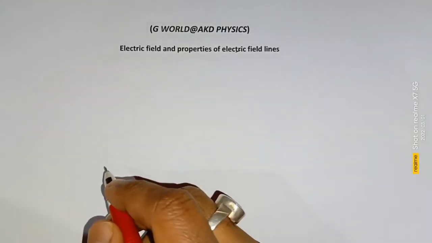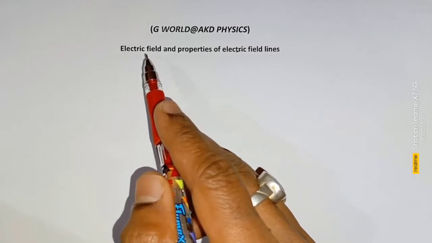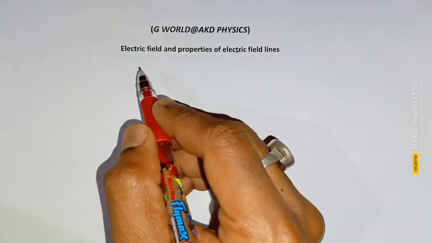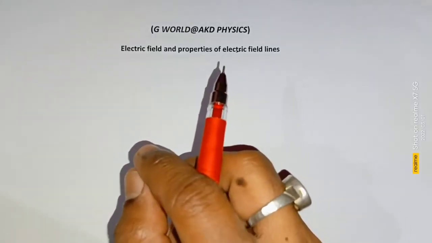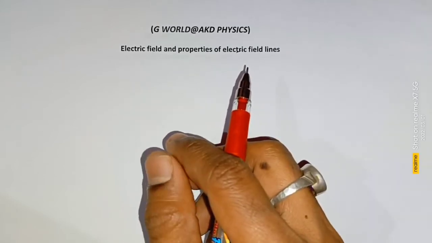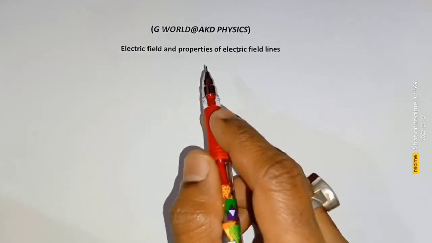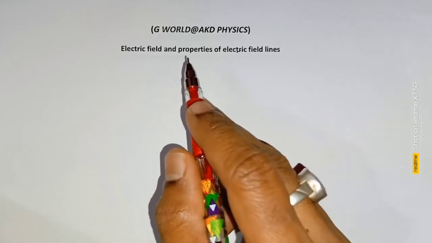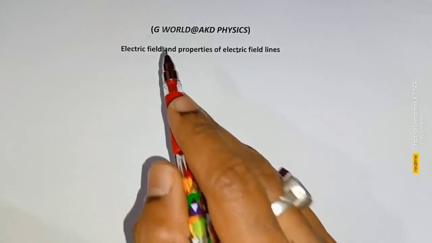Hi everyone, today we'll discuss the very fundamental topic of electrostatics, that is called electric field and properties of the electric field lines. Talking about this electric field, the definition is very clear. The region surrounding a source charge where the influence of the charge can be realized by a unit positive test charge is called electric field intensity or electric field strength of a source charge.